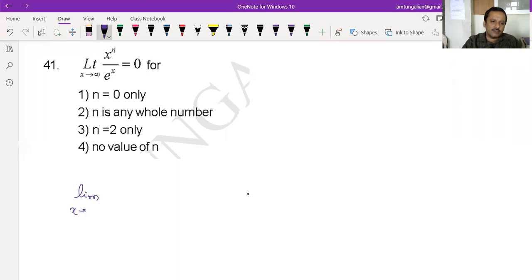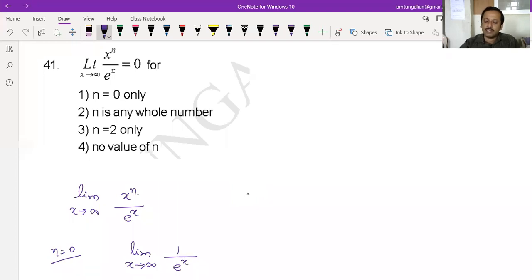Limit x tends to infinity. I'll put different values for n. So first I will put n is equal to 0. If I put n is equal to 0, then what happens? x to the power 0, which is 1, by e power x. Now as x tends to infinity, what will happen to e power x? When x approaches infinity, e power x will also approach infinity.